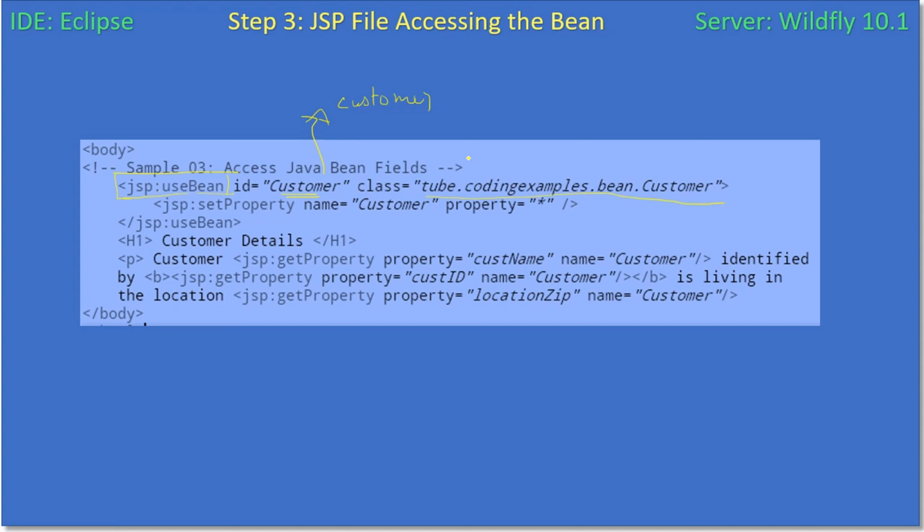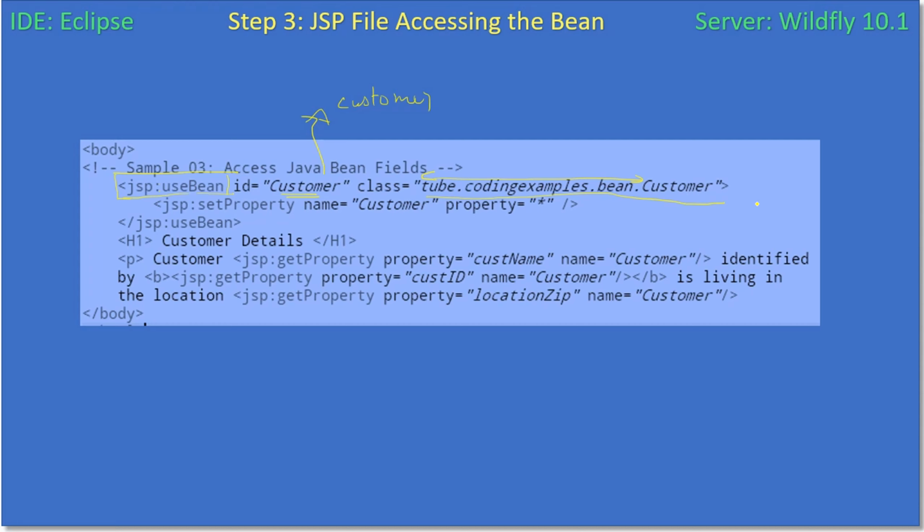If you see here, the bean class will be in the package tube.codingexamples.bean. Inside that we will create the customer bean. When we go to the demo, you will see. So that's what I am relating here. JSP useBean: this is the bean I am going to use, because the customer class we saw in step 1 adheres to all the rules to become eligible as a bean.